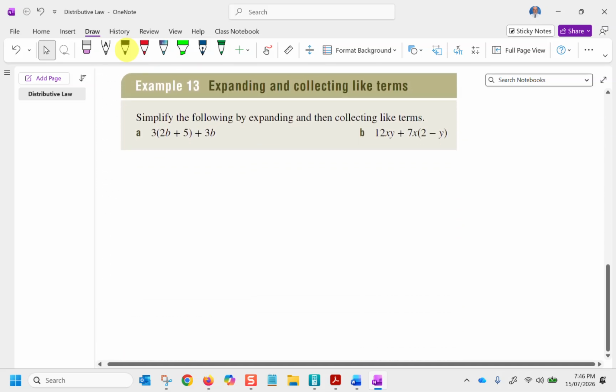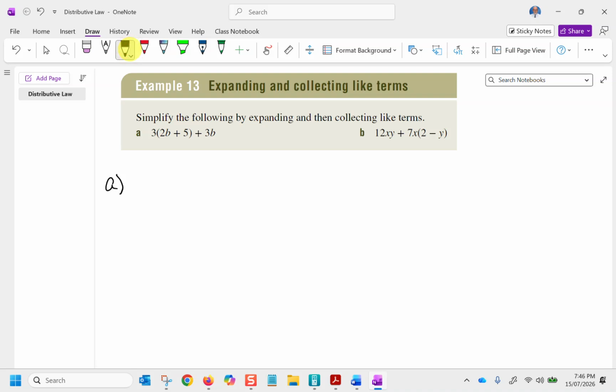Now we can get slightly more complicated examples, like this one here. If we go 3 multiplied by 2b plus 5, and then we still have this extra plus 3b. Now remember, when there's nothing written between a number and a bracket, it's automatically multiplication, and we have to multiply before we add. So for this one, we multiply through.